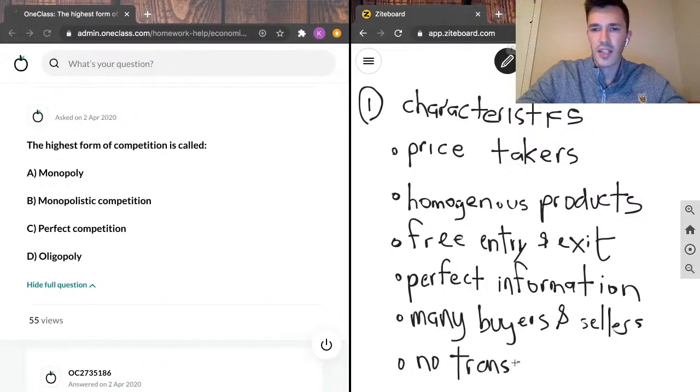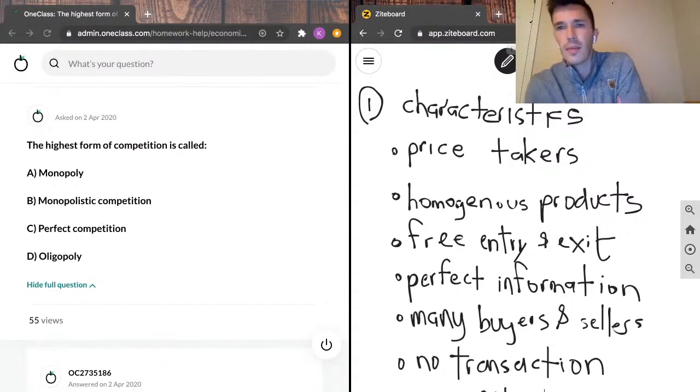An example of transaction costs is for some kind of situation where maybe you'd have to hire a lawyer or something along those lines to get what it is you want to complete a transaction. Maybe like if you're buying a house, for instance. No transaction costs.